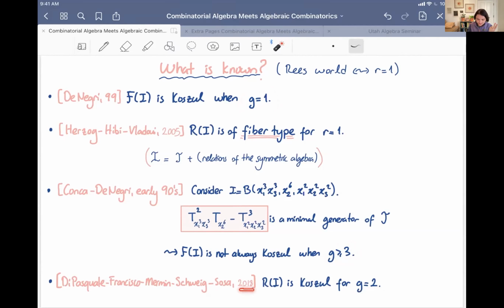And it was addressed in 2018. There's a big gap since people thought about taking care of this remaining case, and it was due to Di Pasquale, Francisco, Mermin, Schweig, and Sosa, and they showed that the special fiber of a strongly stable ideal with 2 Borel generators is Koszul, and then this result carries it to the Rees level.